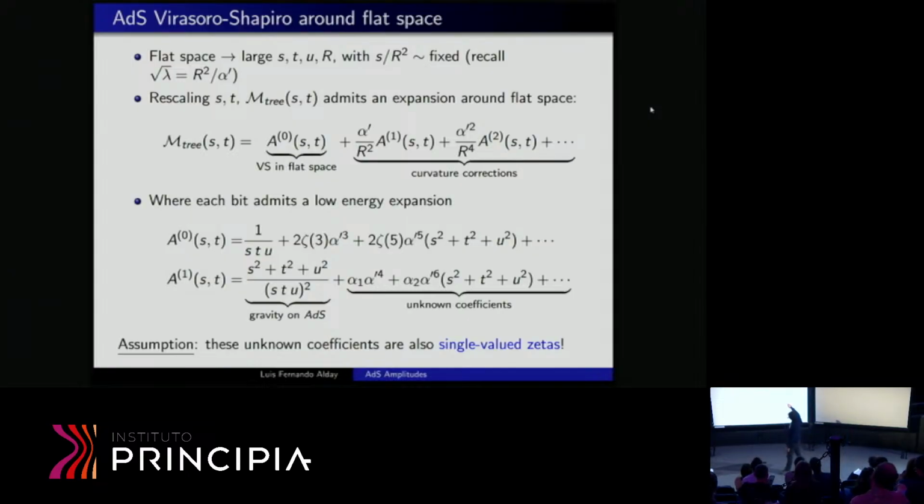Now, each of these little pieces admits itself a low energy expansion, which, for instance, for A0 we know what it is. It is what we saw before, the Virasoro-Shapiro amplitude in flat space, while for A1 we get the first term that comes from gravity on AdS, and then an infinite number of unknown coefficients, and so on. And here comes the critical assumption. We will assume, and we don't have a way to prove that, that all these unknown coefficients are single-valued zetas. They are not whatever. They have to be single-valued zetas. That's our assumption.